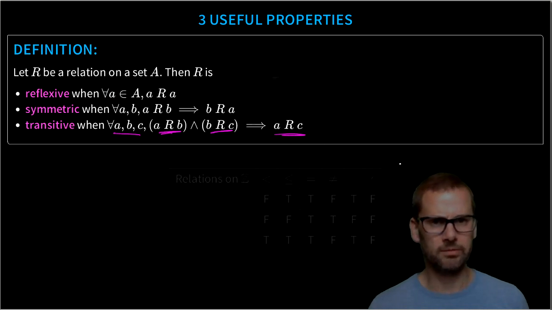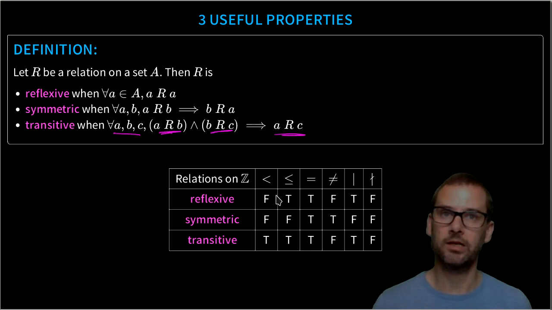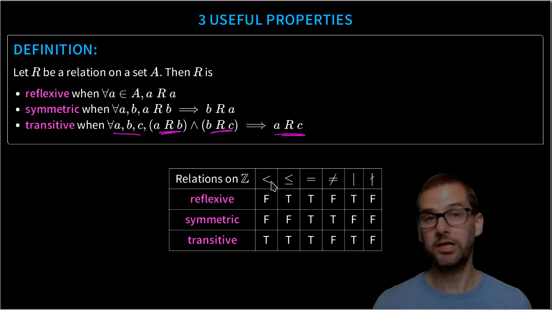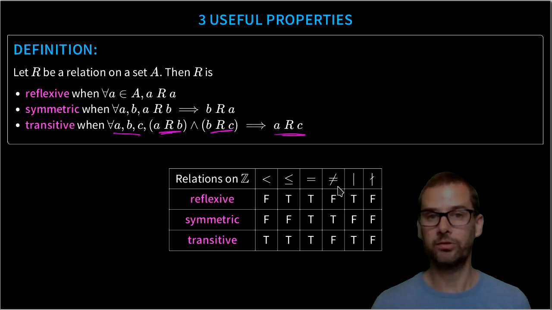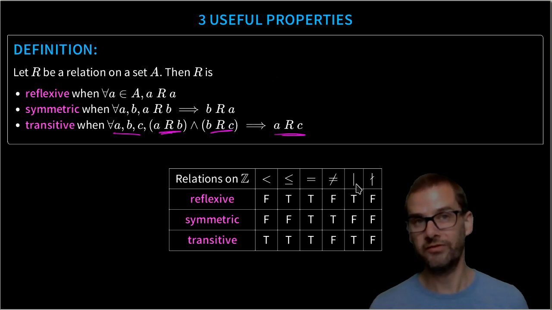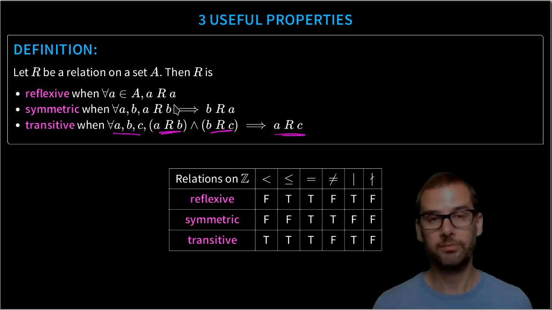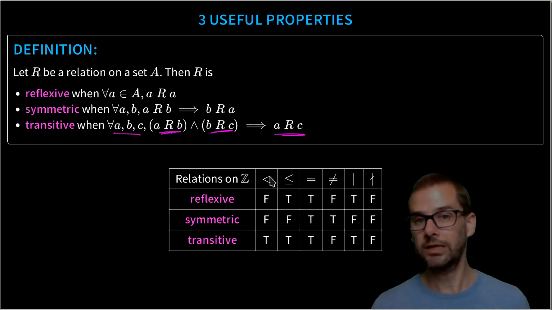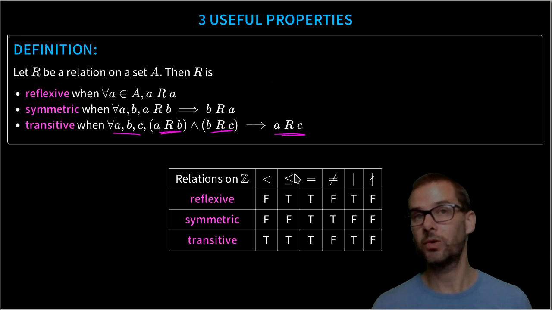And so if we look at some relations that we've already seen on the set of integers, we can summarize in a quick table which relations satisfy which of these properties: strictly less than, less than or equal to, not equal to, divisible by, not divisible by. So for example, strictly less than is not reflexive because no element is strictly less than itself. On the other hand, any element is less than or equal to itself.